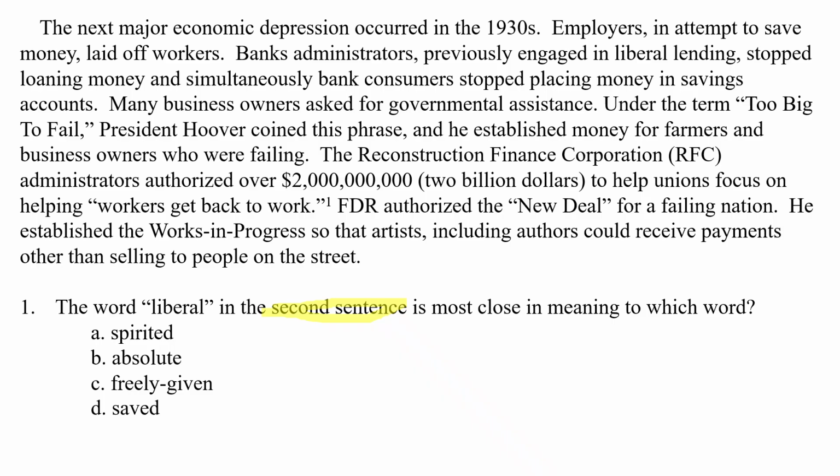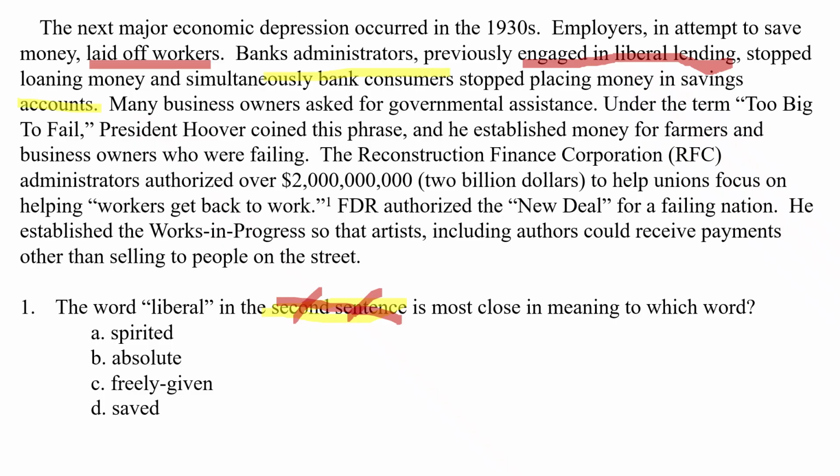But let's say it didn't tell you where the word liberal was. You look for it, and if you started at this paragraph and started reading, it's right here. The next major economic depression occurred in the 1930s. And employers, in an attempt to save money, laid off workers. Bank administrators previously engaged in liberal lending stopped loaning money simultaneously. Bank customers stopped placing money into savings accounts.